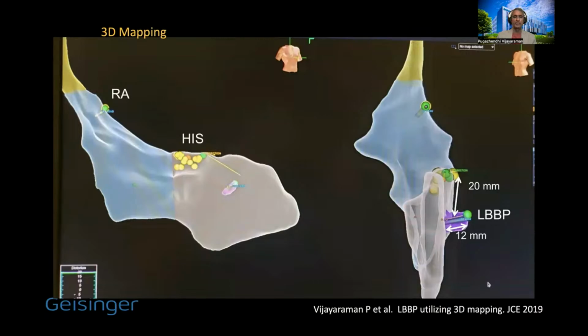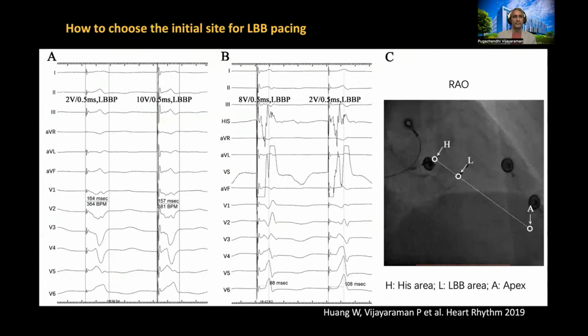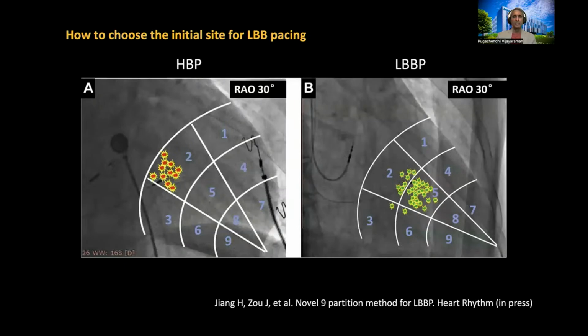Again, similar approaches can be used to target the left bundle branch region, especially in patients with conduction disease and in patients who have underlying congenital heart diseases. This patient had a repaired interventricular septal defect. And while initially His bundle and electrical mapping was helpful in identifying the target site for his left bundle branch area pacing, subsequent studies have demonstrated that you can use just a fluoroscopic and anatomical approach in targeting the mid-septal region as shown by this 9-partition method.